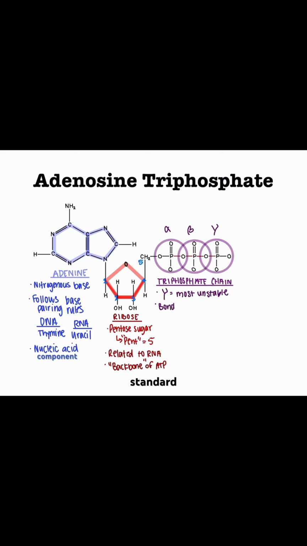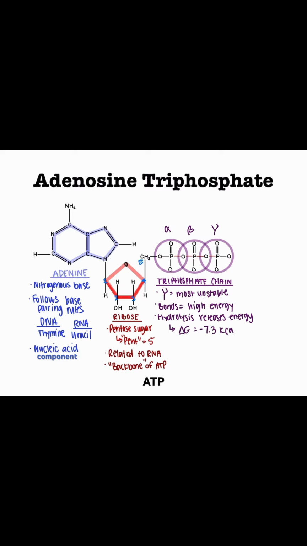Under standard conditions, the hydrolysis of the gamma phosphate is going to release negative 7.3 kcal per mole of Gibbs free energy. And because this change in Gibbs free energy is negative, it's going to classify ATP hydrolysis as an exergonic reaction, meaning that it releases energy to fuel cellular processes.